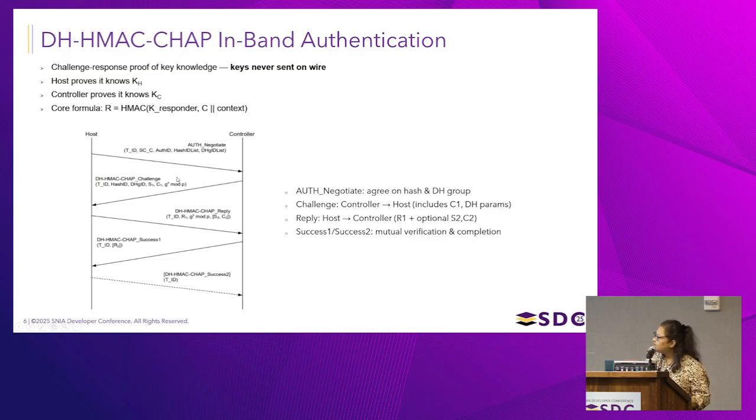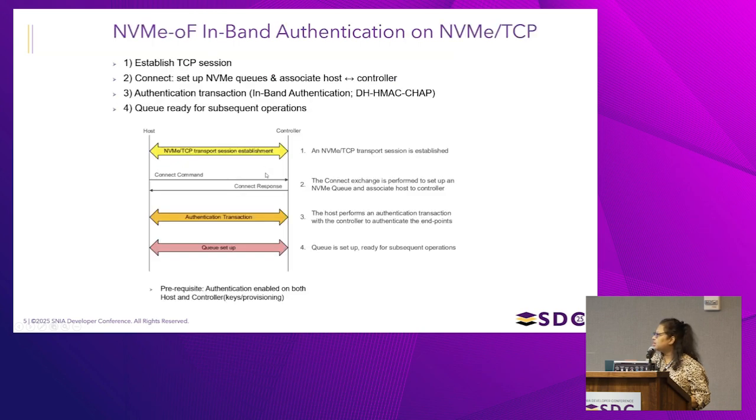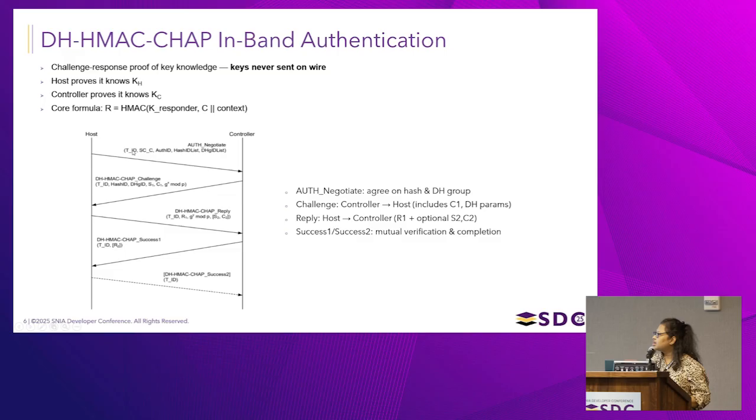So if you see these messages, I'm not sure if it's visible. There are multiple phases. The first phase is auth negotiate. In the authentication negotiate phase, which we saw earlier in this diagram, this is the authentication transaction phase. So we are actually expanding on it.